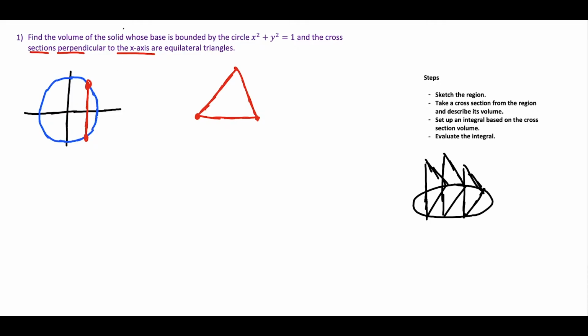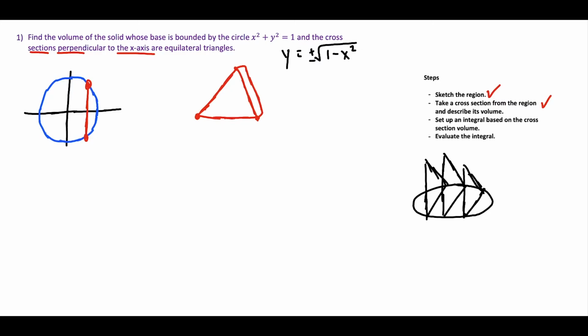So what you need to be able to do though next, once we sketch the region and we take the cross section, we need to be able to describe its volume. So if we look here, this prism here, we need to describe the volume, so we need to have an equation to use. So we're going to take this equation here and solve it for y, and we would get plus or minus the square root of 1 minus x squared. That would be if you subtract x squared on both sides and take the square root.